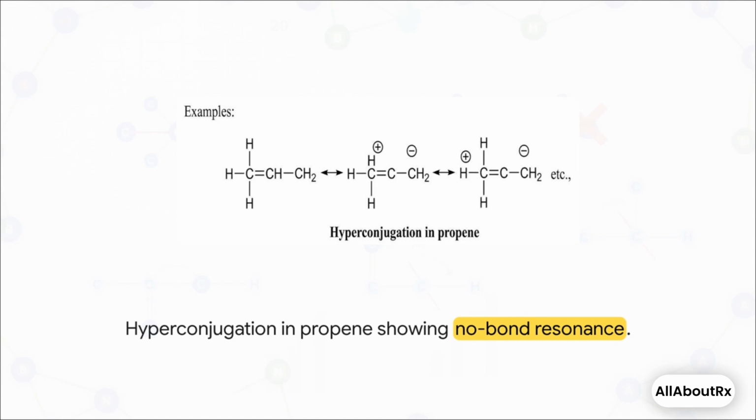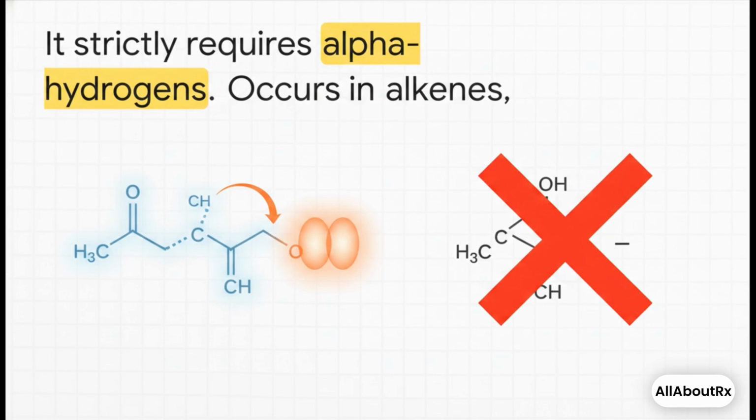Why? Because the contributing structure shows literally no covalent bond between the carbon and the hydrogen, even though the hydrogen atom never actually leaves the area. It's wild. But there is a catch. To see this no-bond resonance, you absolutely must have alpha hydrogens. It's a hard requirement. You'll see this play out beautifully in alkenes, carbocations, and free radicals. But because of this strict alpha hydrogen rule, carbanions are completely excluded from the party. You will never, ever see hyperconjugation in a carbanion.